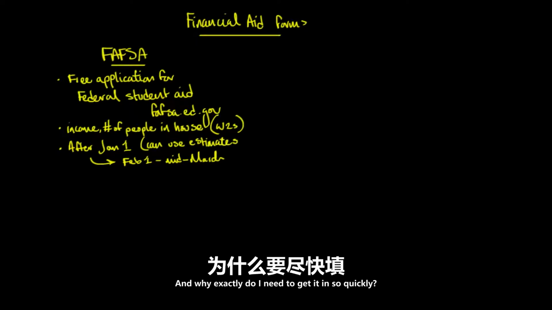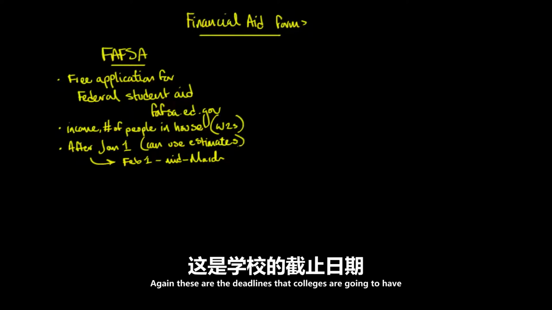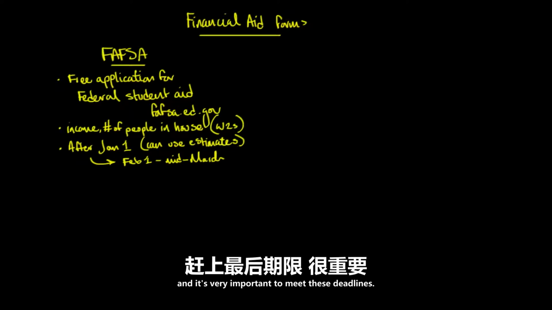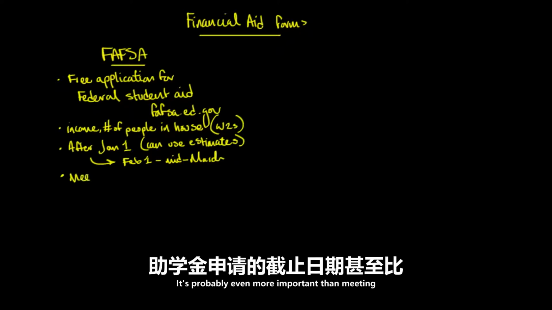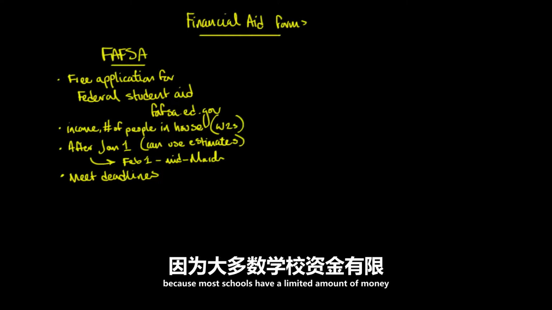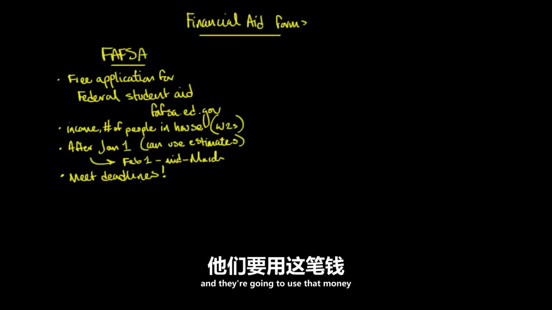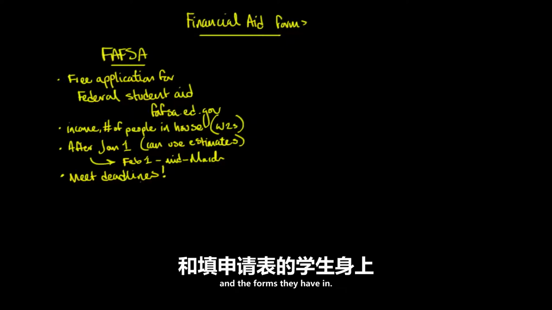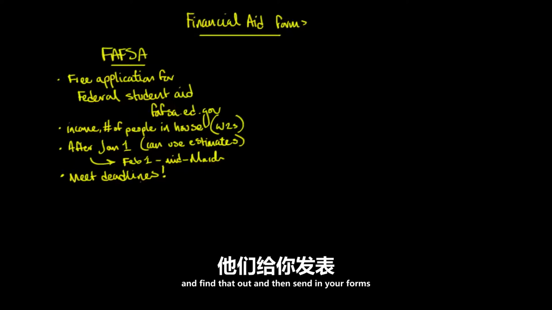And why exactly do I need to get it in so quickly? So again, these are the deadlines that colleges are going to have, and it's very important to meet these deadlines. It's probably even more important than meeting the admission deadline is the financial aid deadlines, because most schools have a limited amount of money. And they're going to use that money based on the students they admit and the forms they have in. So if you wait until after you're admitted and find that out and then send in your forms, they may already be out of money.